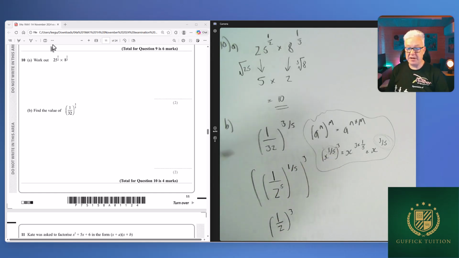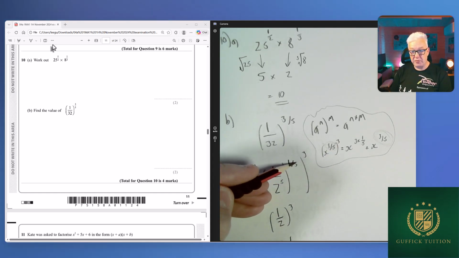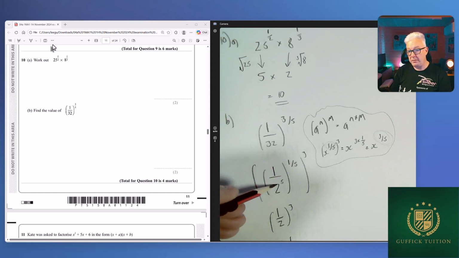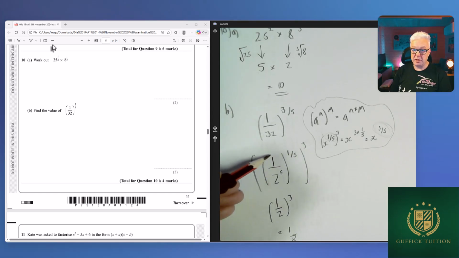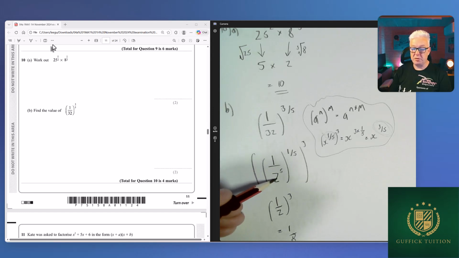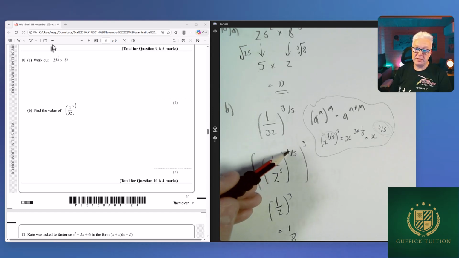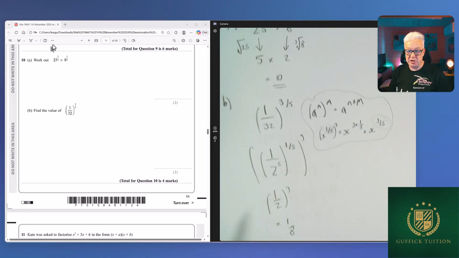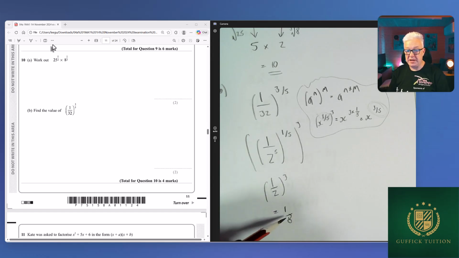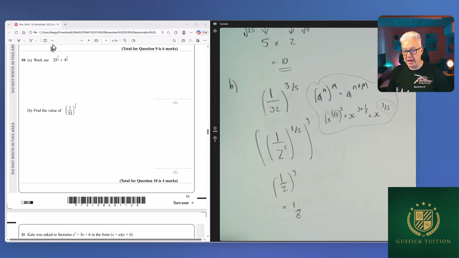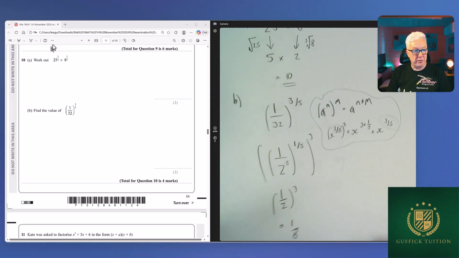Now that's really handy because the fifth root of 32 is 2. So 1 over 2 to the power of 5, to the fifth root of that, is just going to be 2. And then 2 cubed is 8. So the answer for that one there is 8. Right, next question.